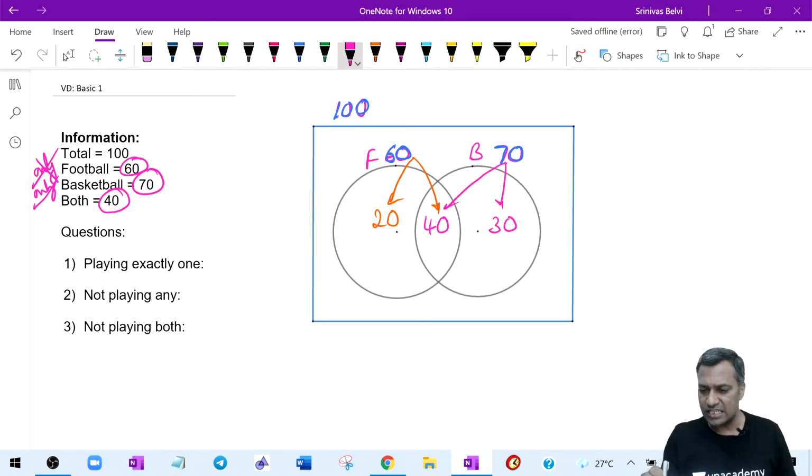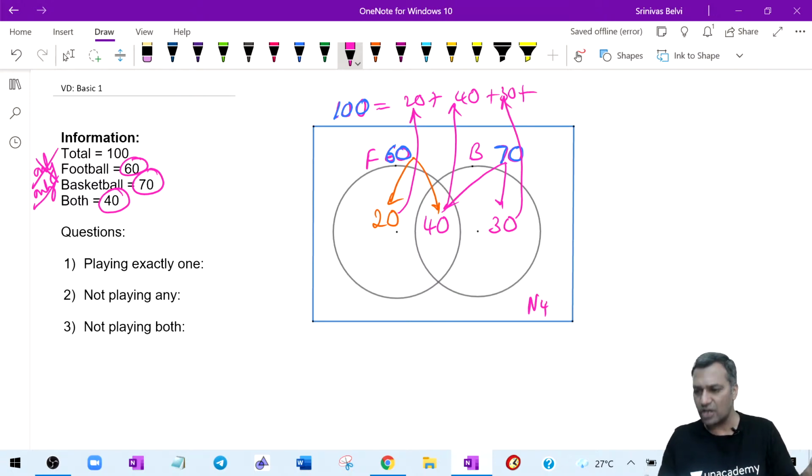Fair enough. Now, what is this 100? This 100 is nothing but this 20, this 40, second number, this 30, third number, and there is a fourth number, which is none of these, we call it. So 20 plus 40 is 60, plus 30, which becomes 90. Therefore, there is a question mark. What is that question mark? That question mark becomes 10.